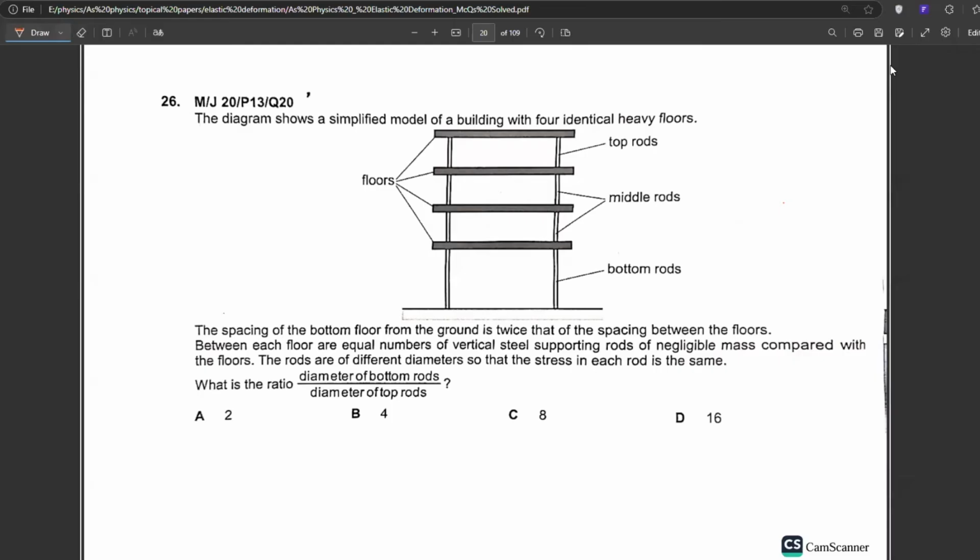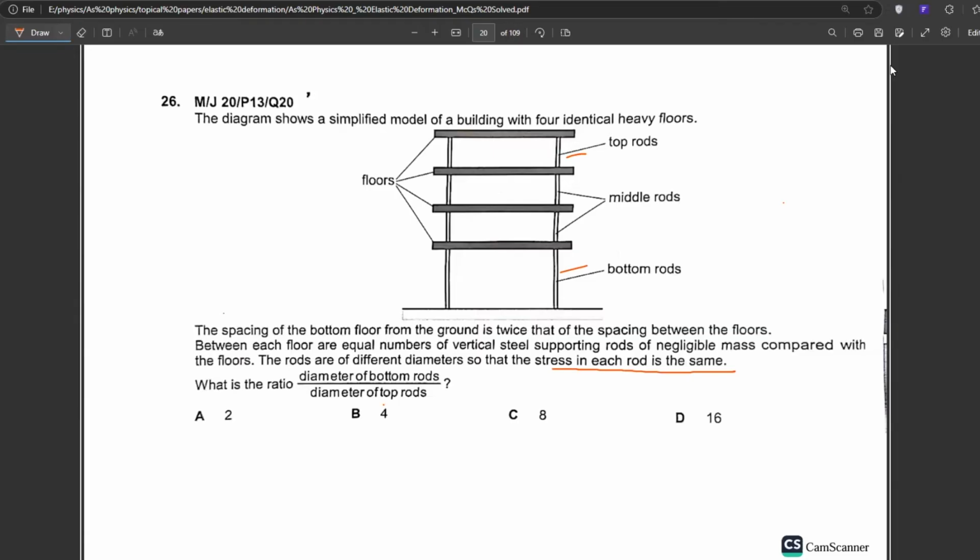The diagram shows a simplified model of a building with four identical heavy floors. The spacing of the bottom floor from the ground is twice that of the spacing between the floors. Between each floor are an equal number of vertical steel supporting rods of negligible mass compared with the floors. The rods have different diameters so that the stress in each rod remains the same. What is the ratio of the diameter of bottom rods divided by the diameter of top rods?